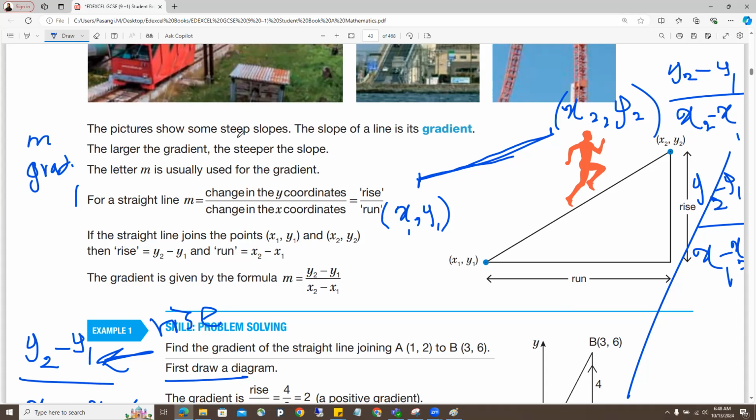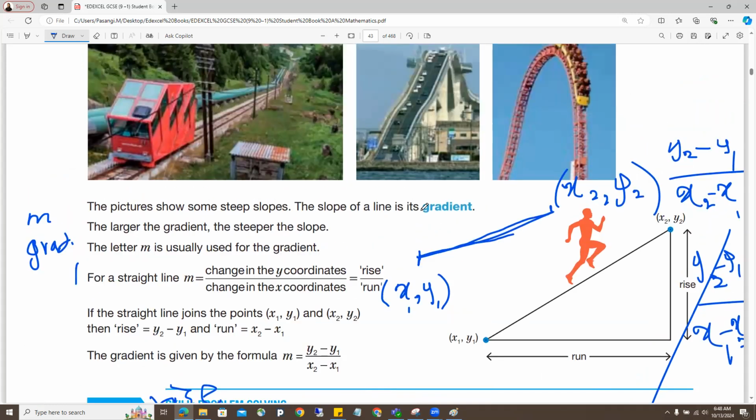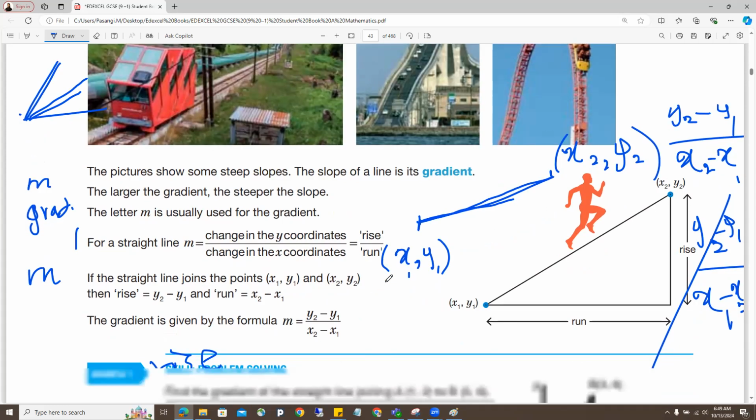Then the pictures show some steep slopes. The slope of a line is its gradient. The larger the gradient, the steeper the slope. That means if the gradient is increasing, then the slope is also increasing. The letter m denotes the gradient, which is the change in the y coordinates divided by the change in the x coordinates. For the change in the y coordinate we gave a special name, rise, and for the change in the x coordinate, run.